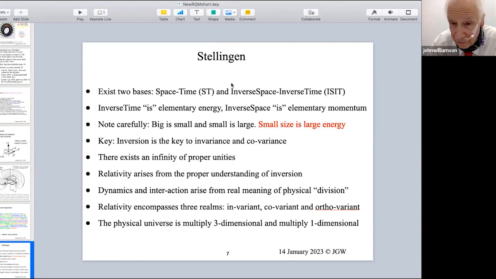Now, relativity itself, it should not be a surprise from the previous point, actually arises from a proper understanding of this inversion. And I'm going to derive relativity as well in a way that's much more beautiful, I think, than the rulers and clocks that people usually use. That's one of the slides later.